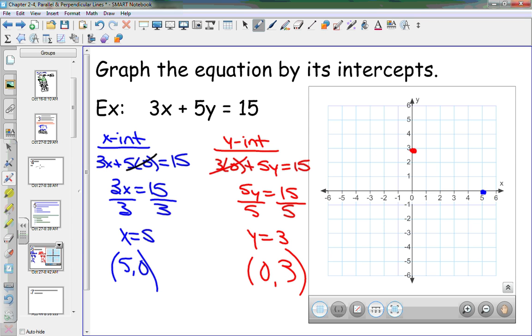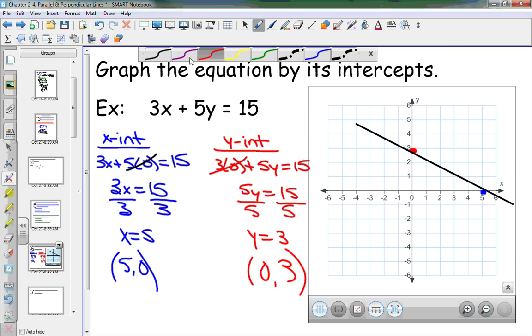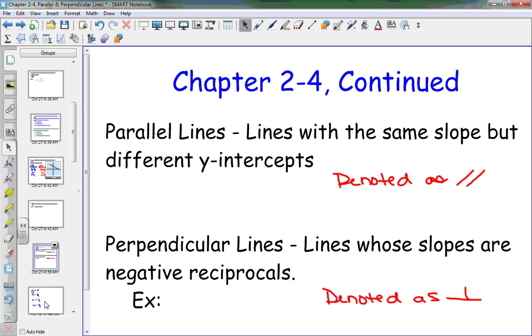Now, can I draw a line between those 2 points? Sure. Is that a really quick, easy way to graph? Heck yeah, it is. There's your graph. Did we get that? Yay or nay? Okay. Again, there's another one here for you. I'm going to skip this one, and we're going to go straight to tonight's work.